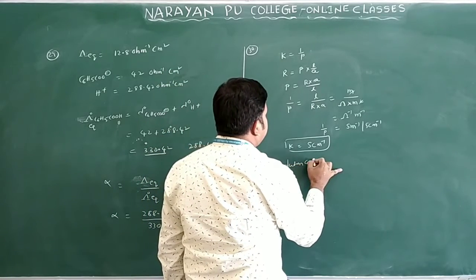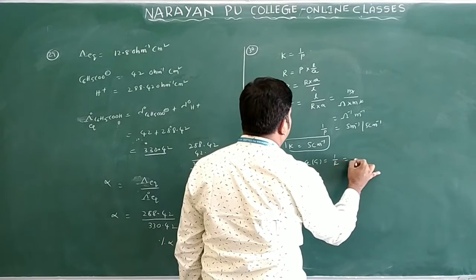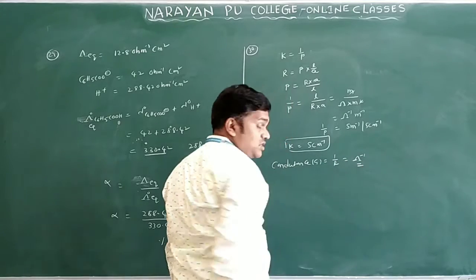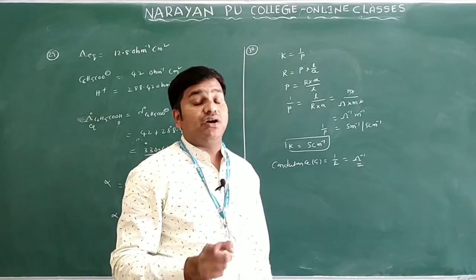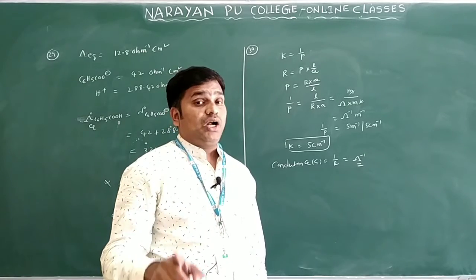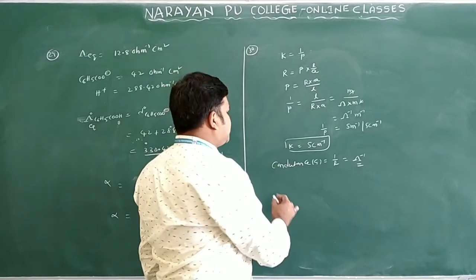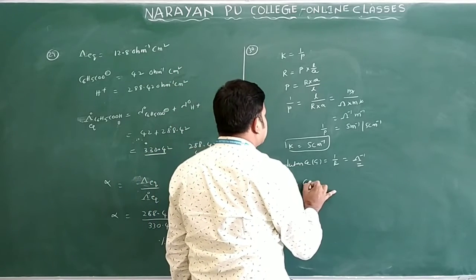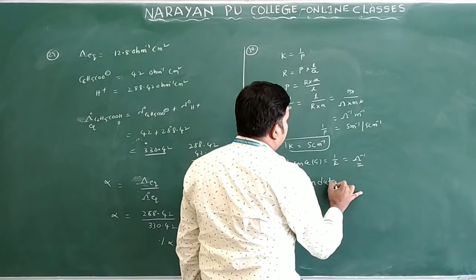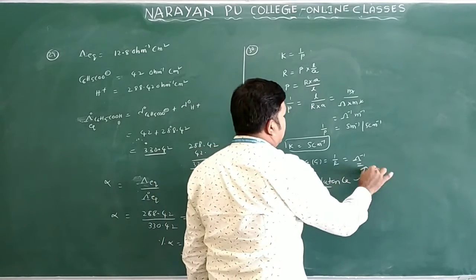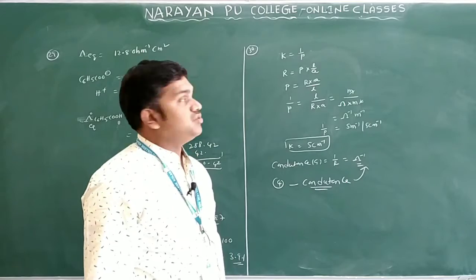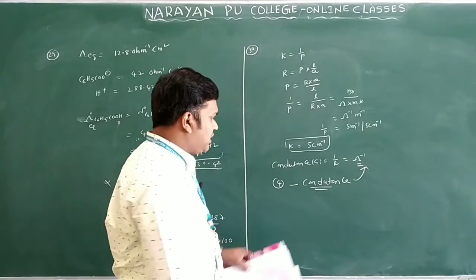Conductance G is equal to 1 by R. 1 by R means what you will write? Ohm inverse. So ohm inverse is a unit for what? Conductance, not for conductivity or specific conductance. So what you do is change option 4 like this. In place of conductivity, you can write conductance. Then you will get ohm inverse. So this is question number 30.